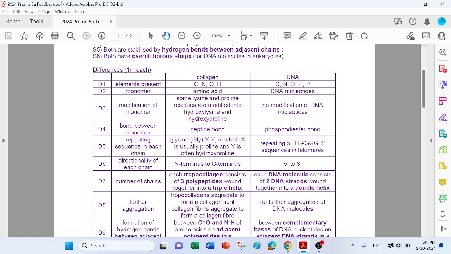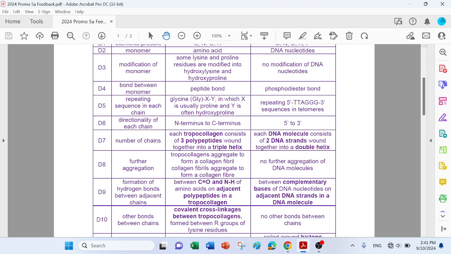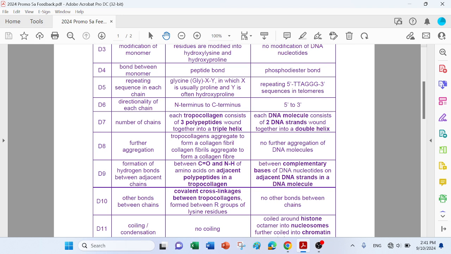Then for the next one, you can talk about directionality of each strand or each chain. Each polypeptide chain has an N terminus and a C terminus. For each DNA strand, there's the 5' and 3' end.